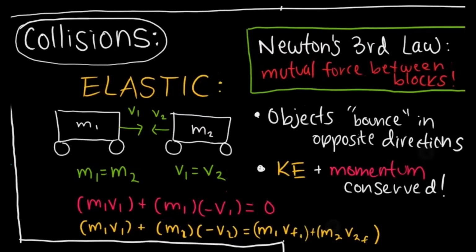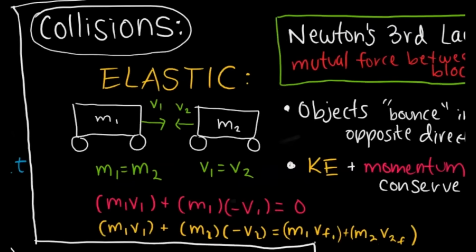And now we want to talk about collisions. So collisions are built on the foundation of Newton's third law. So there's a mutual force that each block is going to be experiencing when they collide, right? So the first type of collision are elastic collisions. So elastic collisions sort of bounce in opposite directions. And elastic collisions will conserve both kinetic energy and momentum.